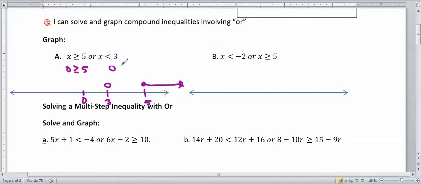Now do the 0 check again for the second one. 0 is less than 3. That is true. We do want 0 in that one. So my arrow is going to point to the left on the number line. Now, I want you to pause the video and try B on your own.